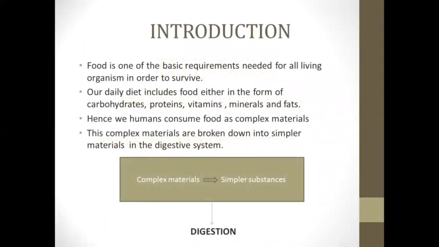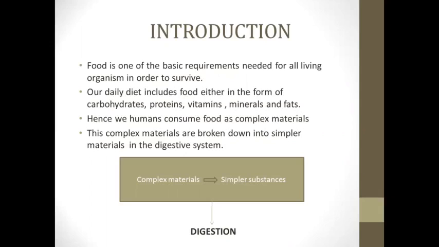So we know that digestion is the process which is involved in the consumption of food, right? So food is actually going through the mouth. Why do we need food? Food is one of the basic requirements for enabling the survival of living organisms. And we actually consume very complex substances, which include carbohydrates, proteins, vitamins, minerals and fats.